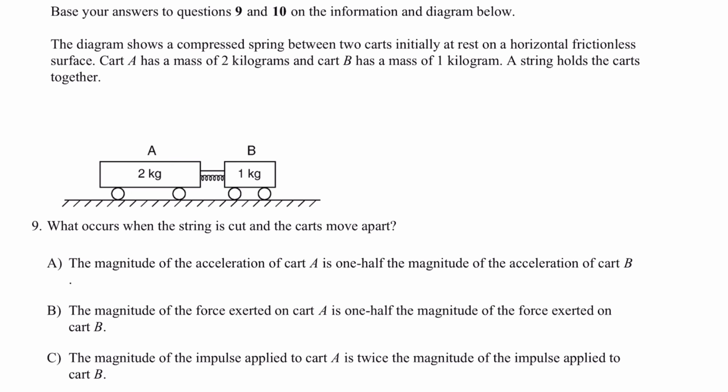Base your answers to questions 9 and 10 on the information below. The diagram shows a compressed spring between two carts initially at rest on a horizontal frictionless surface. Cart A has a mass of 2 kilograms and cart B has a mass of 1 kilogram. A string holds the carts together. What occurs when the string is cut and the carts move apart?